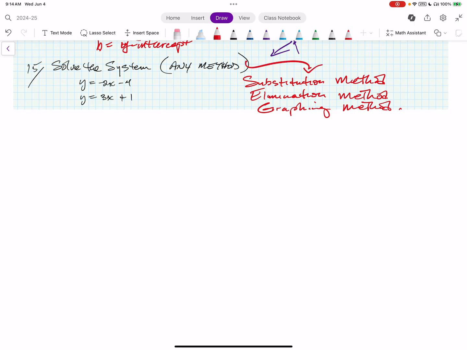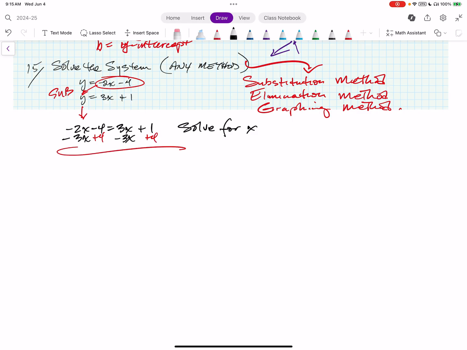Now, if you choose substitution, when they're both equal to y, I usually use the substitution method. You substitute in. And you know that in the first equation, y is -2x minus 4. So you substitute that in, and you set it equal to the other one, 3x plus 1, and then you solve for x. Okay, so let's do that. So I'm going to subtract 3x on both sides. And then I'm also going to save time. I'm going to add 4 to both sides.